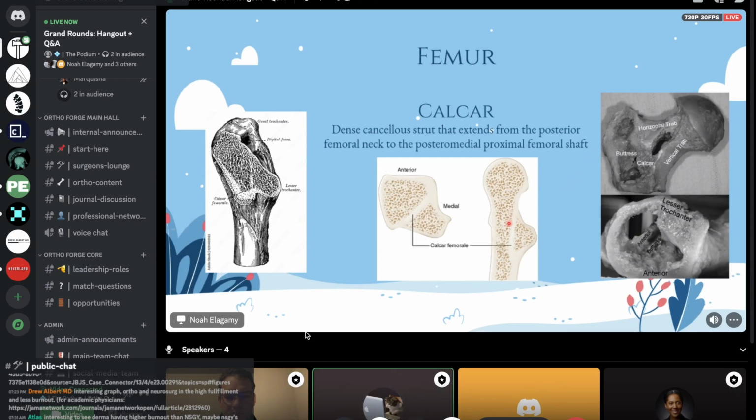The calcar is a thickening of the bony trabeculae, and this is a dissected cadaveric femoral head and neck that shows the area of the calcar. So it's like the posteromedial aspect of the intertroch region near the lesser troch. I used to get confused by this. It's not just the lesser troch.